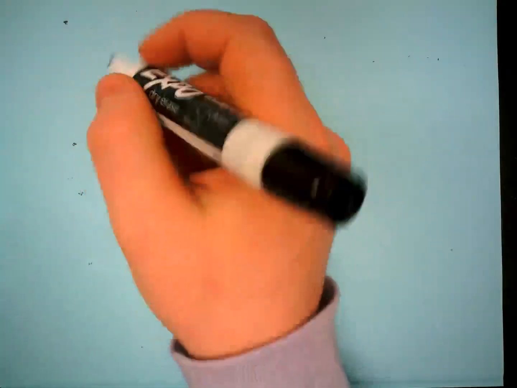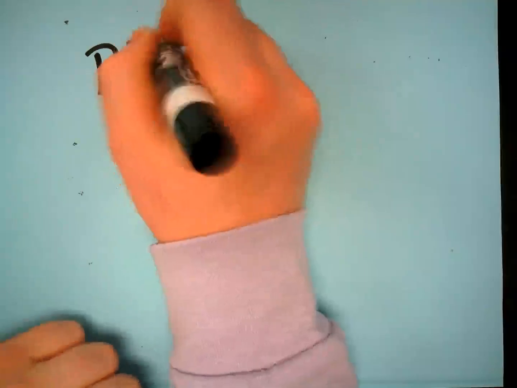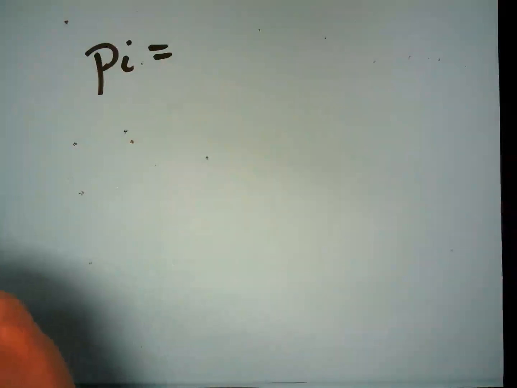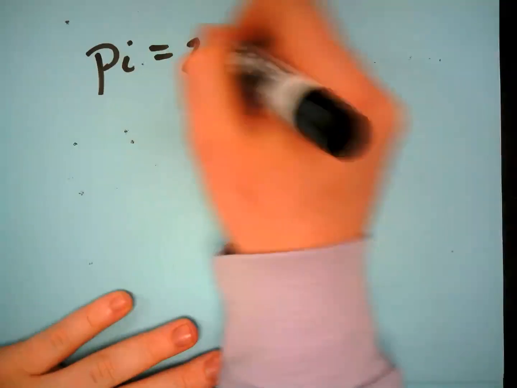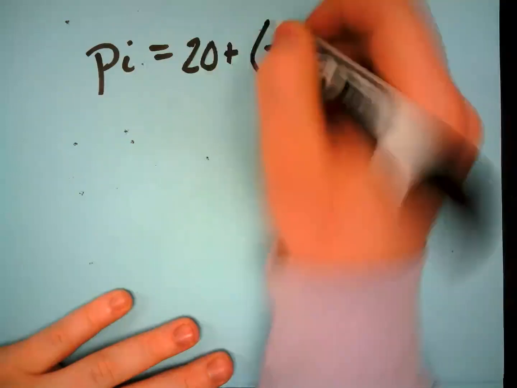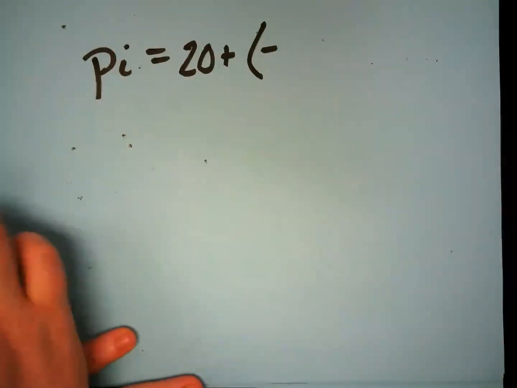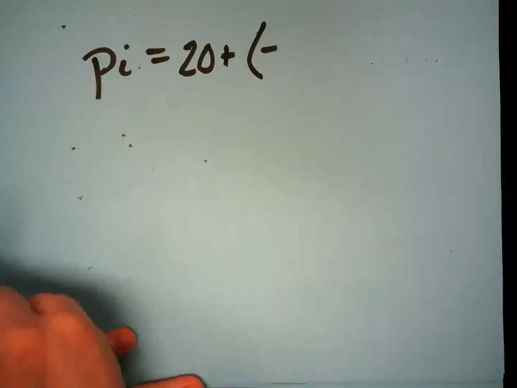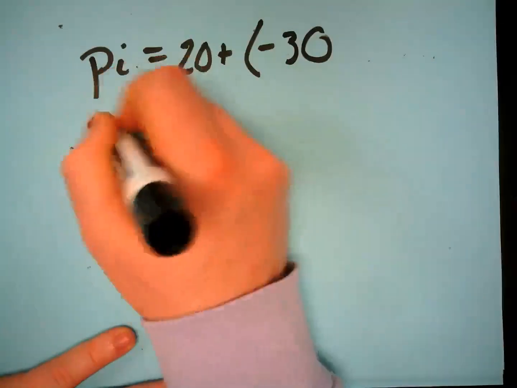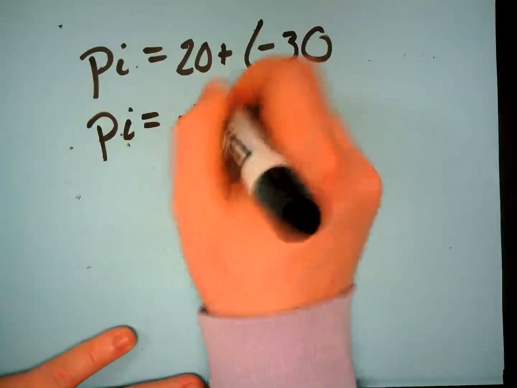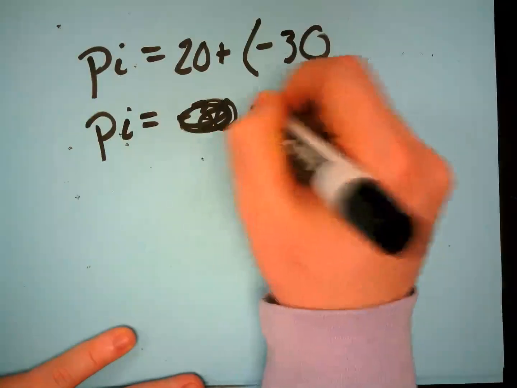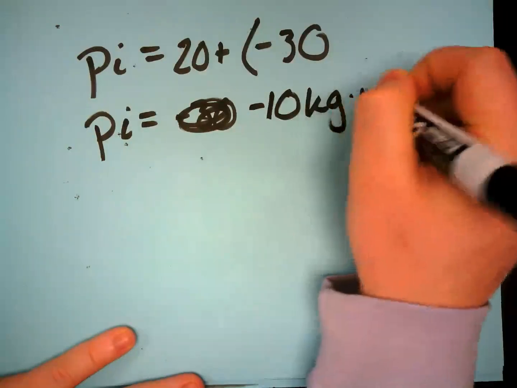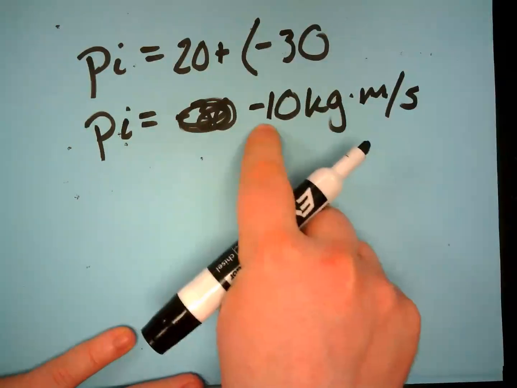Now, let's double check that momentum. So our initial momentum should be this. Let's see here, with all my variables, it would be 4 times 5. So that's 20. It would be 20 plus a negative 6 times 5, so negative 30. So what we should expect here is negative 10 kilograms meters per second, meaning it's in the opposite direction as the motion.